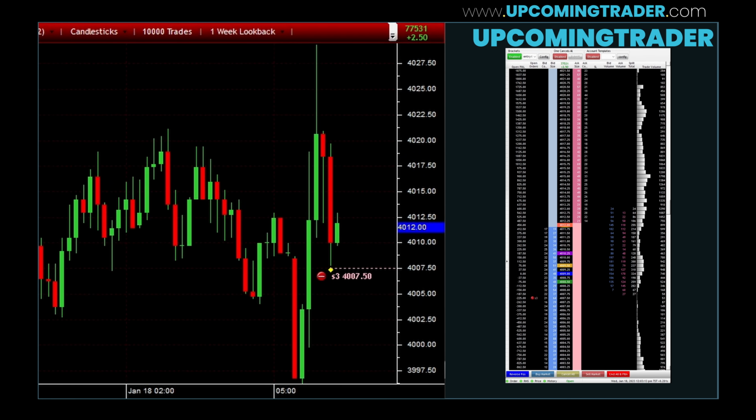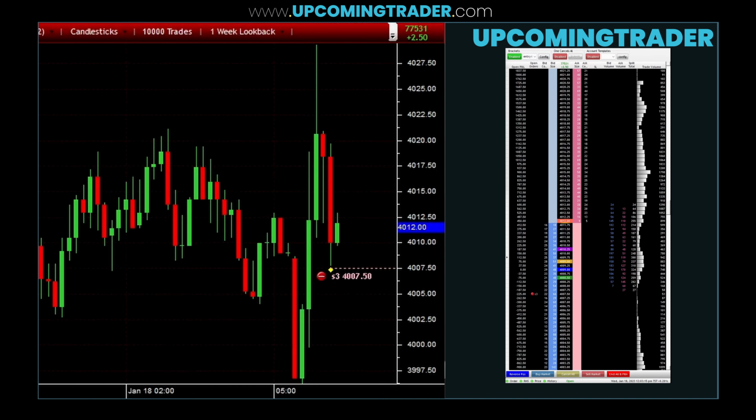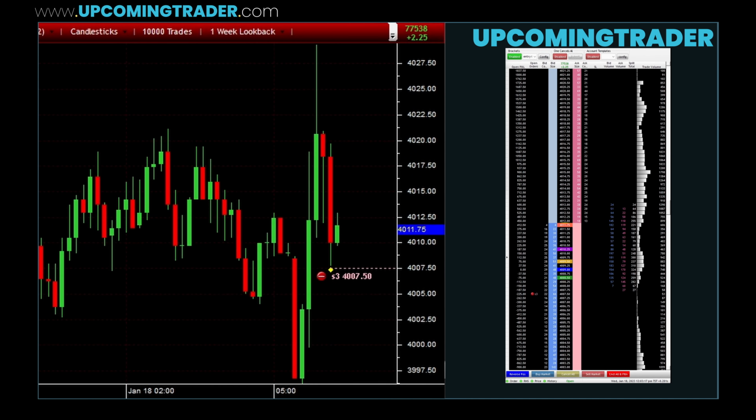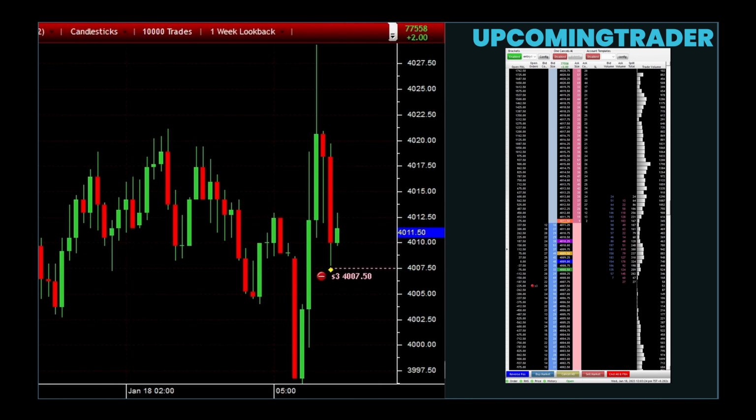Take a moment to set your display settings as well. Make sure that the volume bars show green for buying volume and red for selling volume. This will make it much easier for you to see what is happening at a glance. Now that you have it set up, let us talk about how to read the volume indicator.